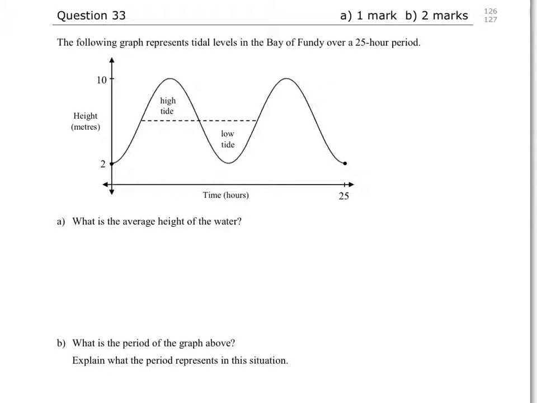So what is the average height of the water? Well, the average height is occurring right here in the middle. And we all remember how to average 2 numbers: add them together and divide by 2. So we would just go 10 plus 2 divided by 2. So 12 divided by 2 gives me 6. 6 meters. So if we want to put this on our graph, 6 meters.